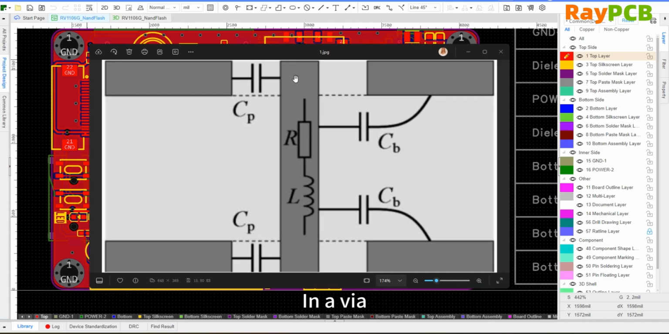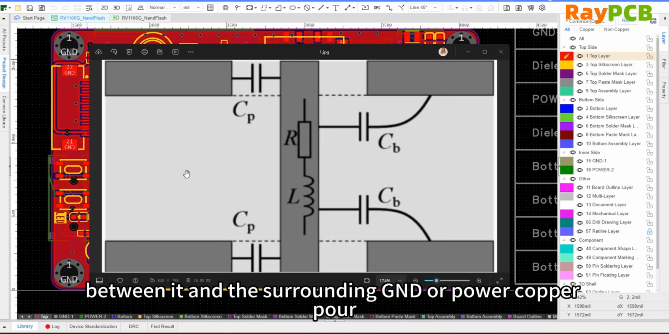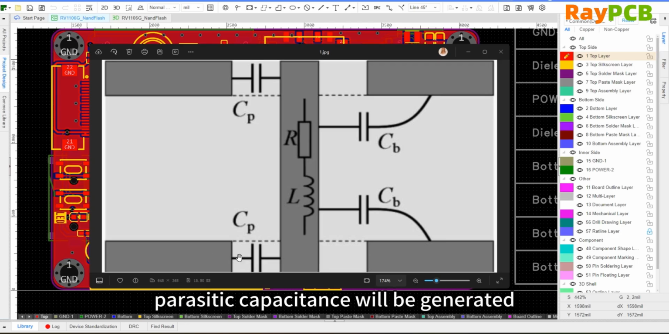First, let's review how parasitic inductance and parasitic capacitance are formed. In vias, parasitic inductance is generated on the copper plating of the inner wall, while parasitic capacitance is formed between the via and the surrounding ground or power plane.